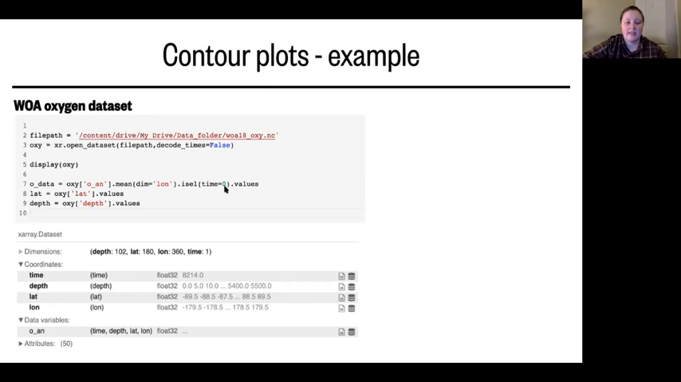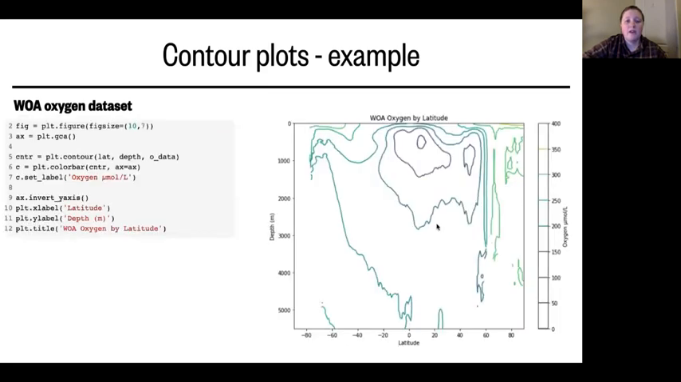And then I just take out that time and say, oh, that very first time, that's the one that I want. And I get the values of that to make it a NumPy array. And then I get the latitude and depth. So that's going to be my x and my y coordinate. So if I plug that into a contour plot here, so I create my figure, I get an axis object, and I say my contour plot equals plt.contour with my latitude in my x, my depth in my y, and then my oxygen data is the thing being contoured.